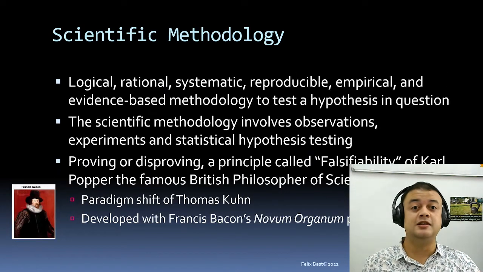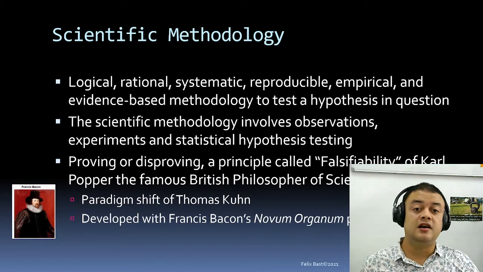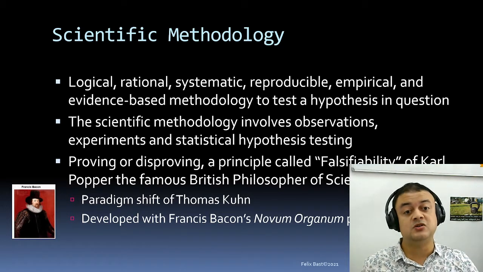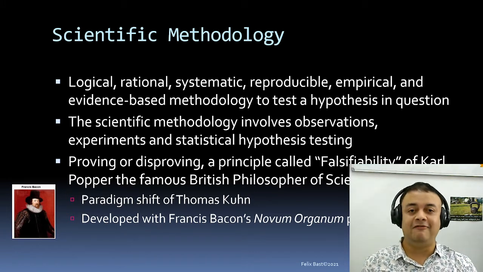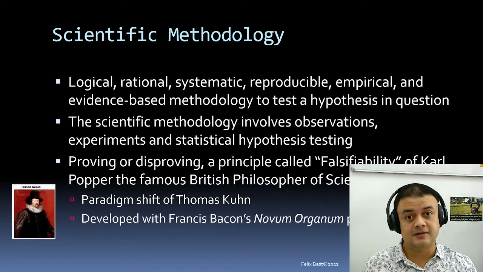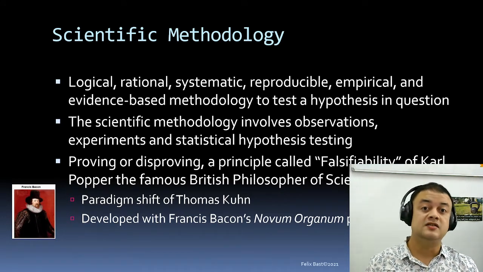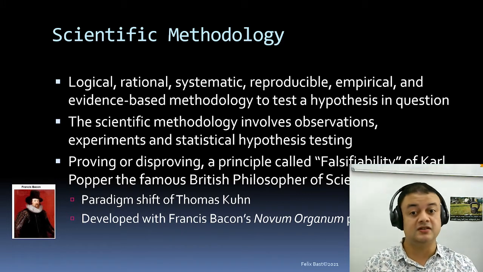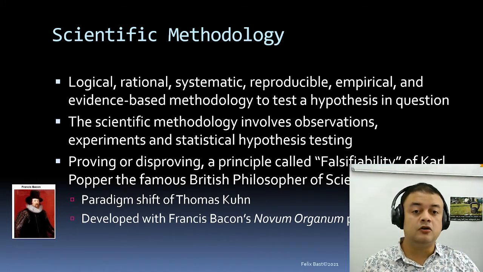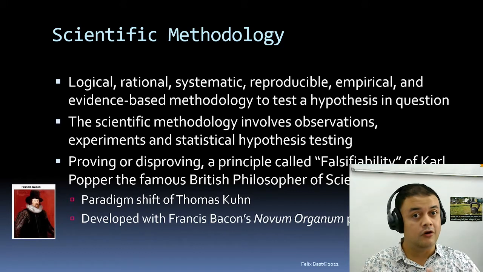Scientific methodology is a logical, rational, systematic, reproducible, empirical, and evidence-based methodology to test a hypothesis in question. Why am I talking about scientific methodology? Because Darwinism is science. So differentiating what science is and what is not science, or rather anti-science or pseudoscience, is really important. Scientific methodology involves observations, experiments, and statistical hypothesis testing. It need not involve everything together, but usually it does.